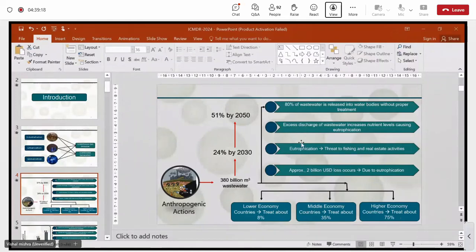The next one is that excess discharge of wastewater increases the nutrient levels, causing eutrophication. Eutrophication leads to a threat to fishing and real estate activities. Approximately, there is data that 2 billion US dollars are lost due to eutrophication. Now, this leads to a lower economy. In the lower economic countries, they only treat about 8% of the total wastewater. Middle economic countries treat 35% of the wastewater, and the higher economic countries, which are very small in number, treat 75% of their wastewater.